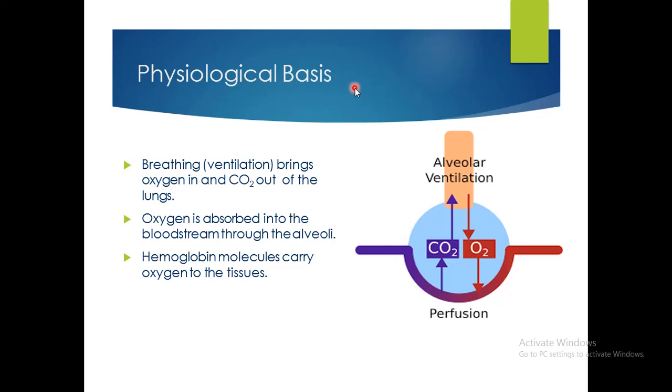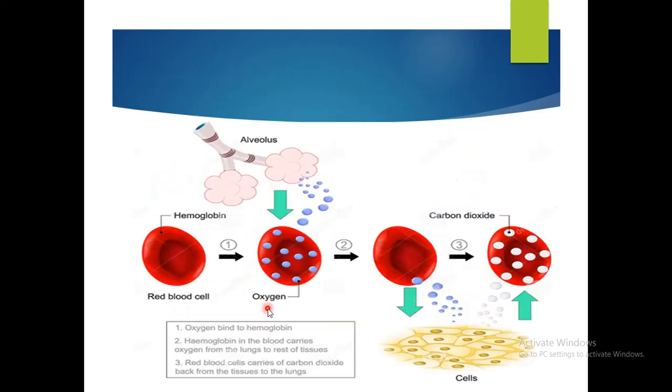What is the physiological basis of arterial blood gases? As you can see here in the diagram, alveolar ventilation, or breathing, occurs when oxygen comes inside and carbon dioxide goes out of the lungs to the environment. When this oxygen is absorbed from the alveolus into the bloodstream, this is known as perfusion. Hemoglobin molecules are the carriers which carry oxygen to the tissues.